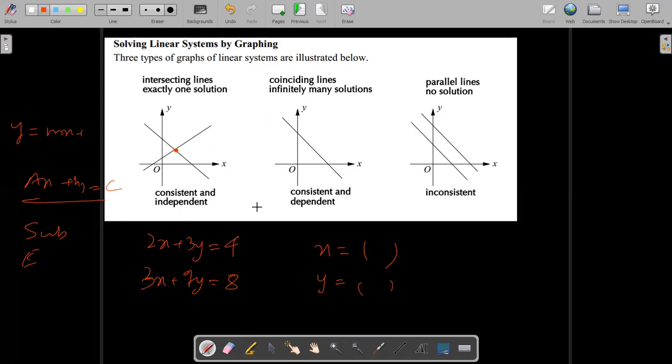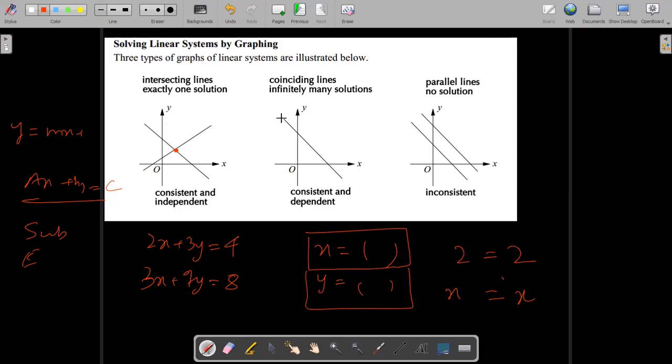And when you solve, you will get one value of x and one value of y. But sometimes you will get a condition like 2 equals 2, or x equals x. Whatever is on the left side is equal to the right side, so you're not able to solve it further. At that moment, you will understand that these two lines are coincident, like they are exactly on each other.